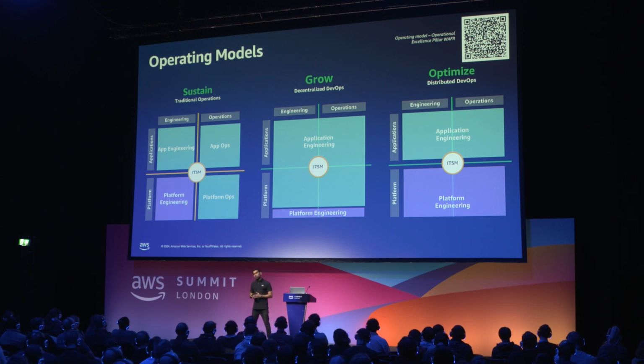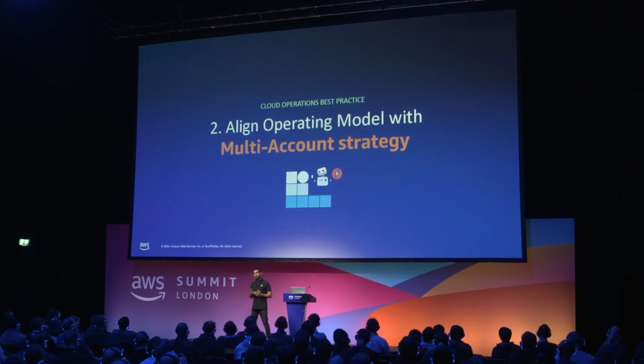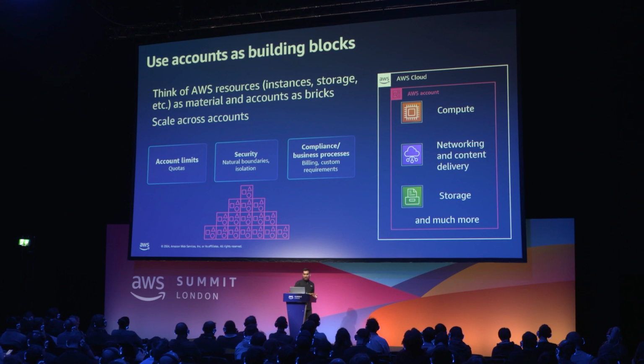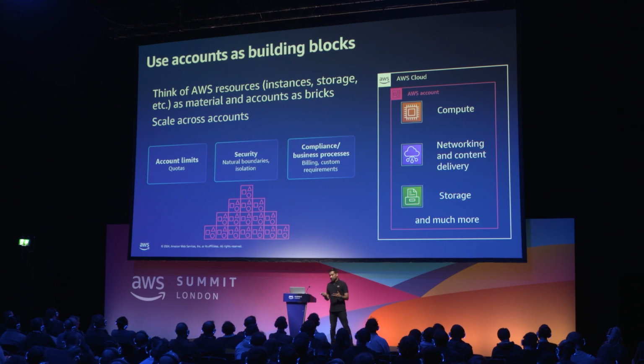But once we have defined the operating models, the next best practice which I'm going to discuss is align your operating model with the multi-account strategy. Now, there are a few things going on here. What is an account? What is a multi-account? And what's the strategy? So let's look at those. So an AWS account is a logical construct, a logical boundary or compartment where you can segregate or isolate your workloads, resources, cost, access, and security from other workloads in other accounts. In the apartment block I mentioned, each apartment can be treated as an account.